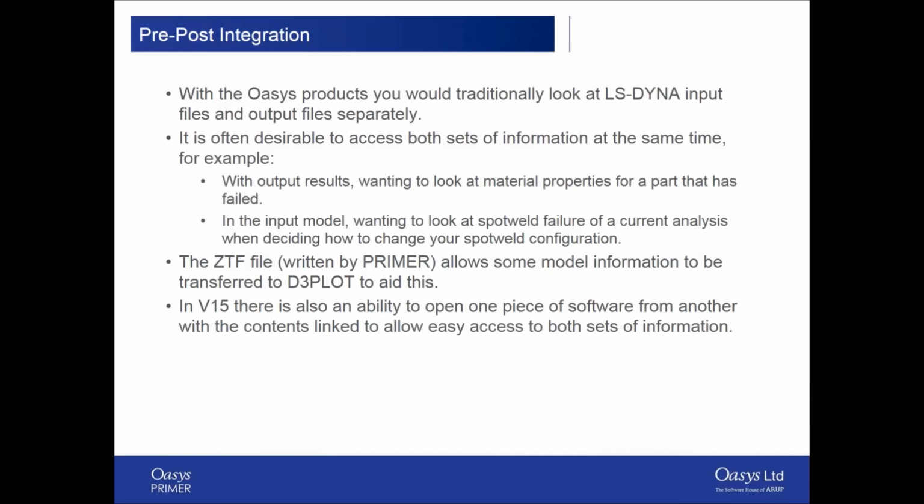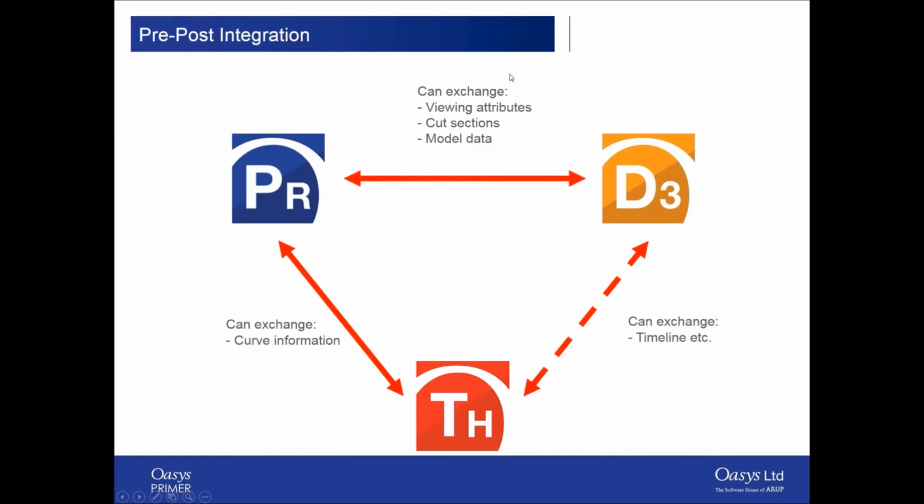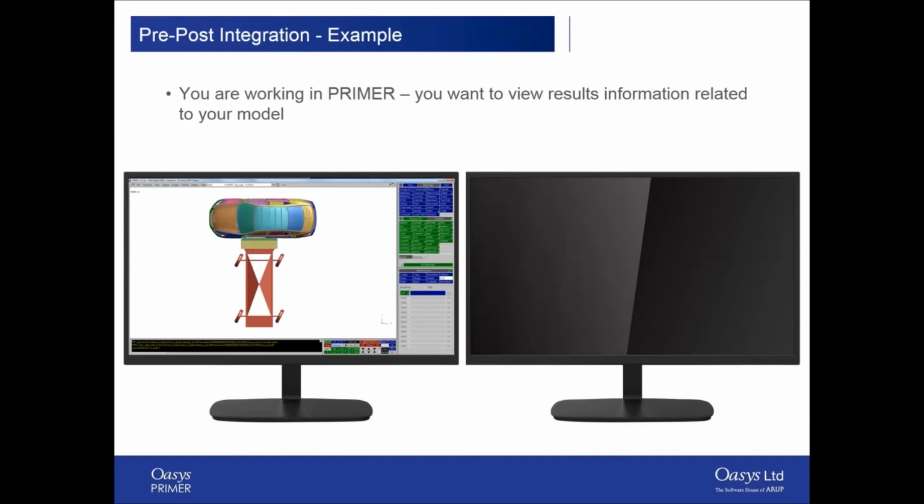On a very basic level, it works something like this. We already have D3Plot and THIS linked so that they can exchange information like the timeline, etc. But then Primer and D3Plot is now linked, so can exchange viewing attributes, cut sections, model data, that sort of thing. And then Primer and THIS can exchange curve information. I'm going to demo this in a minute, but it works best when you've got two monitors. And this is just a few slides to try and explain that.